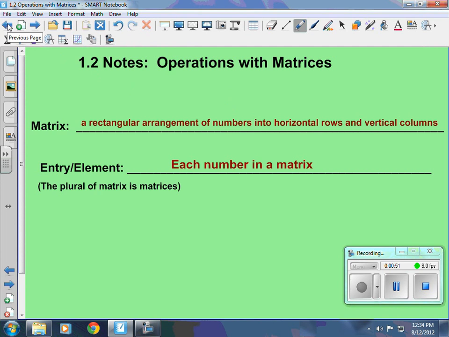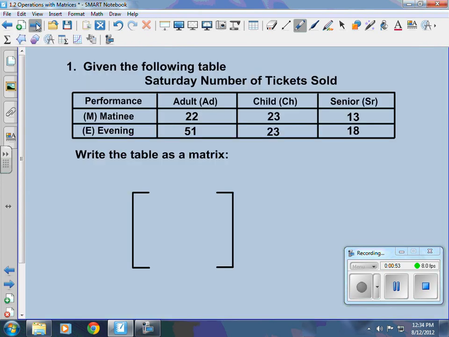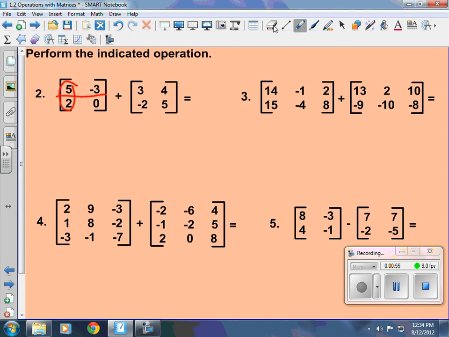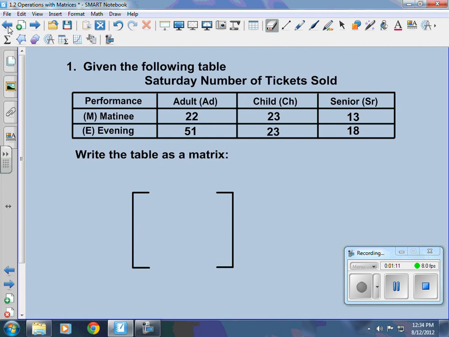Also, an entry is each number in the matrix. So in this matrix, I have 4 entries. 5 is an entry. Okay? That's all that a matrix is. It's numbers organized in rows and columns. An entry is a number in the matrix.